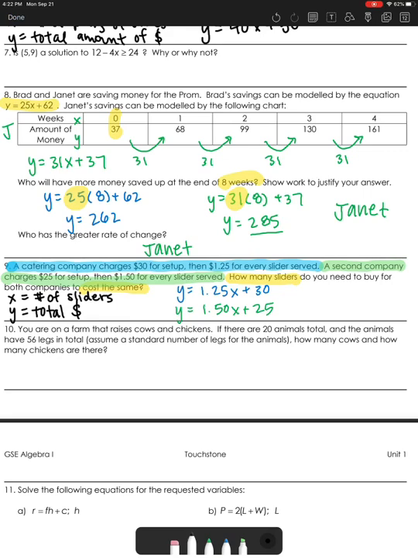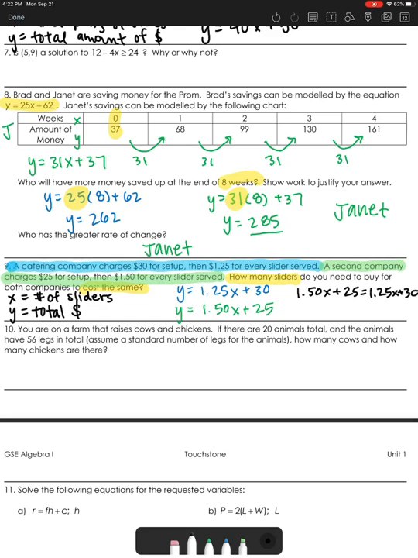So this one's saying, how many sliders do you need to buy from both companies to cost the same? So our goal is to find out x, to solve for x. And since both of these equations equal y, we can set both of these equations equal to each other. So what that means is I can have 1.50x plus 25 equal to 1.25x plus 30. Because they're both equal to y, these equations are equal to each other.